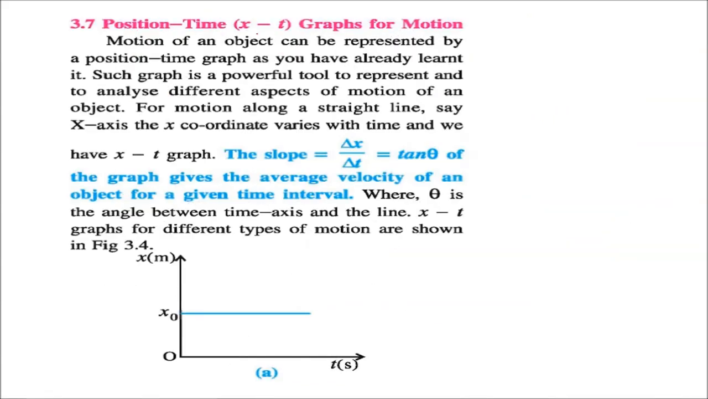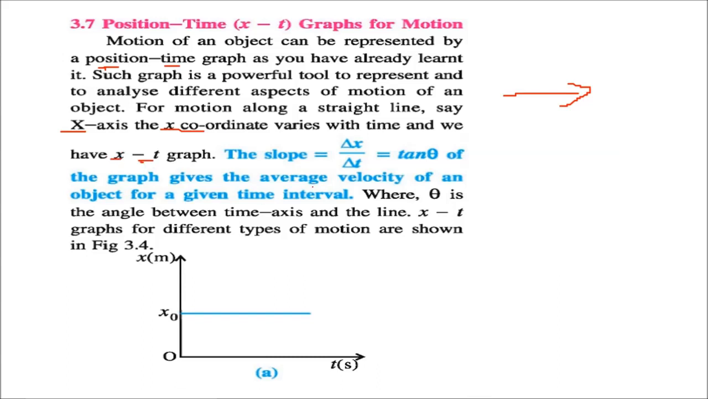Now, the position-time graph for motion. The motion of an object we will represent by a position-time graph. Position is where that object is lying at a certain time, and at some other time where its position is. It is a very powerful tool to represent and analyze different aspects of the motion of an object. When we talk about motion along a straight line, the x coordinate varies with time, so we have an xt graph. This is for the x coordinate, this is for time.